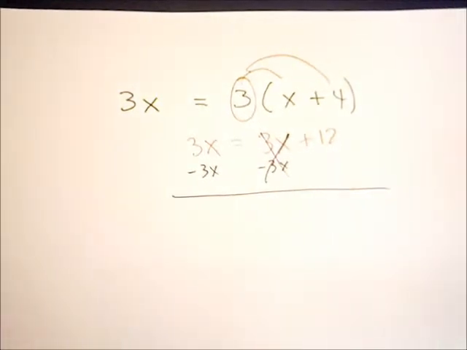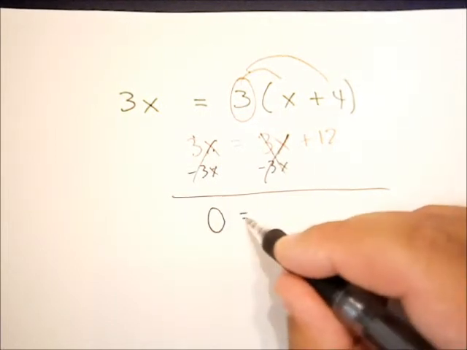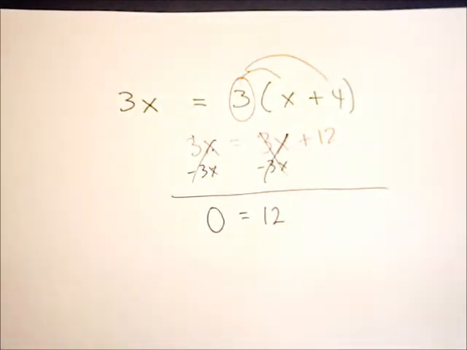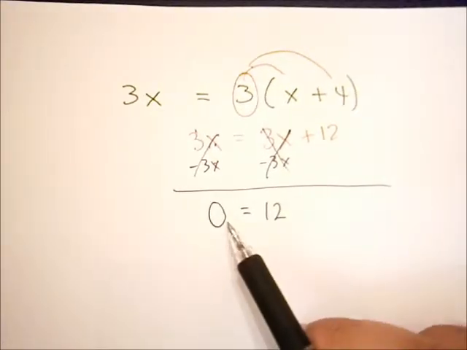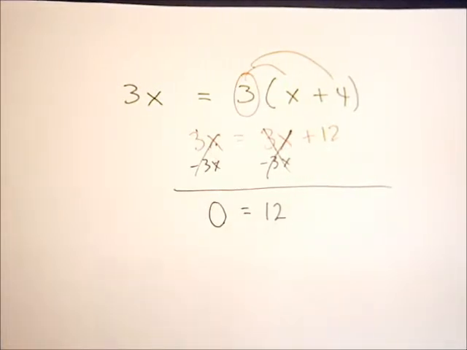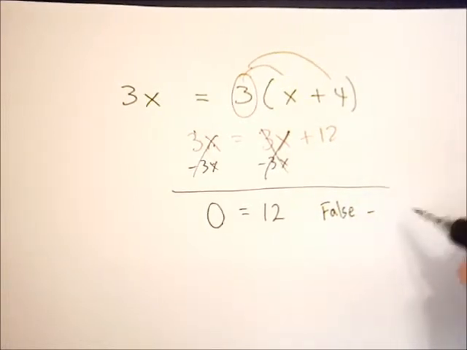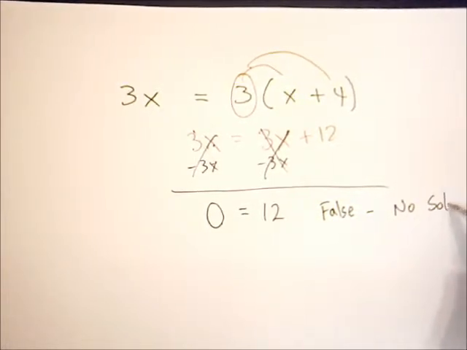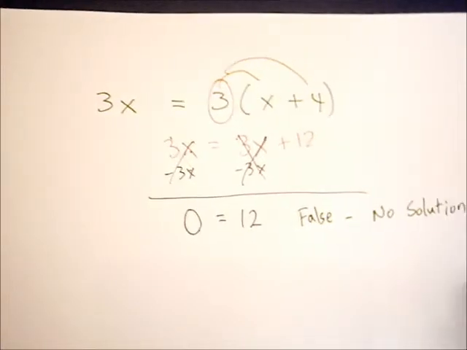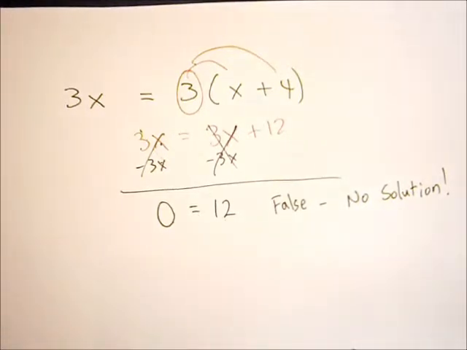These, of course, will cancel just like we want. But on this side, we also cancel, and we get 0 on this side, which is strange because we no longer have an x. Now, if you look what we have left over, it says 0 equals 12. This cannot be. Of course, 0 never equals 12. It's kind of a silly statement. So since this is false, that means there is no solution. And sometimes that happens. There's no number that'll make both sides equal.